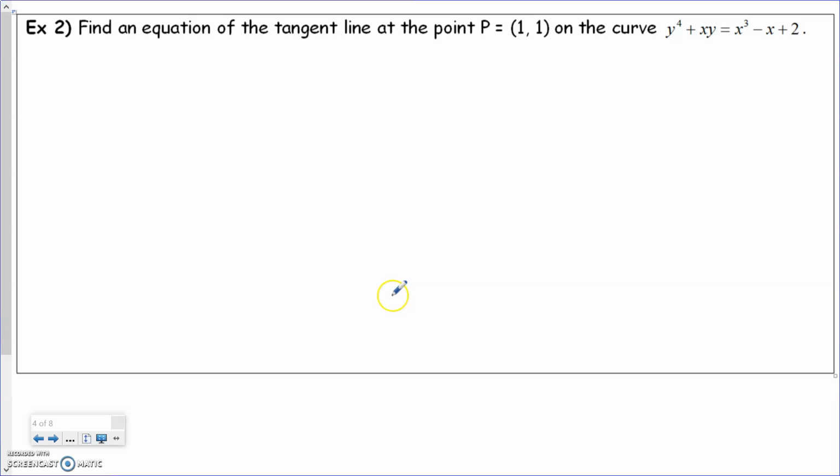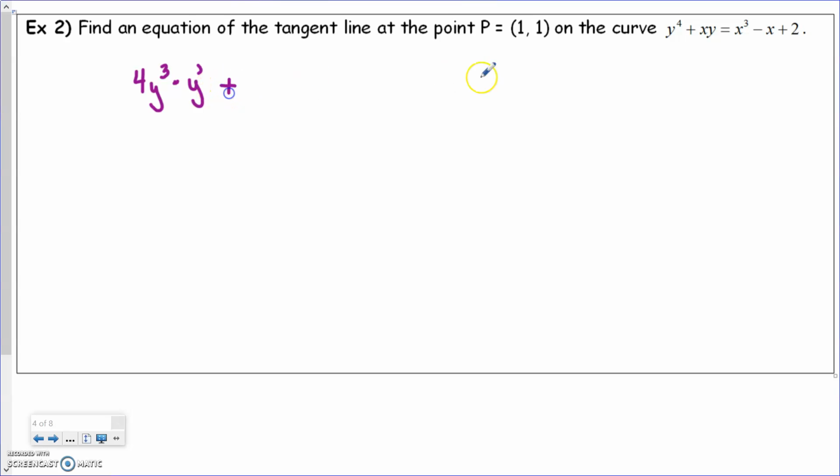Okay, so next, find the equation of the tangent line at the point P equals (1, 1) on this curve, which is the original function. So we're going to use the same rules. The derivative of y to the fourth is 4y to the third, but we have to use the chain rule here and multiply by the derivative of y, which is just y prime. I will often write dy/dx just because it's a habit. y prime is enough, it saves you time.